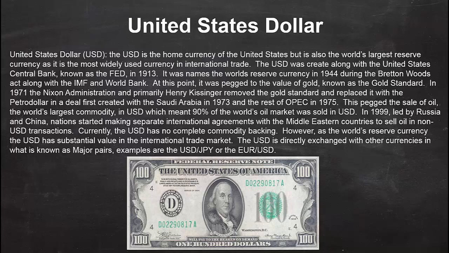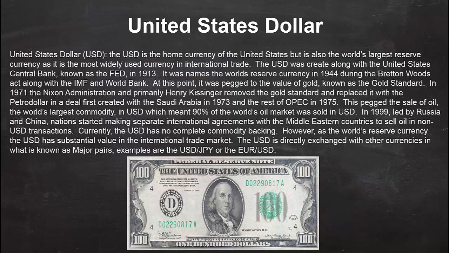Currently, the U.S. dollar has no complete commodity backing. There are other currencies in the system that do. There's no rule out there that says the U.S. dollar has to be backed by a certain percentage of gold in any capacity, and it truly is, in every essence of the world, a fiat currency, which is a fake currency with no commodity backing.